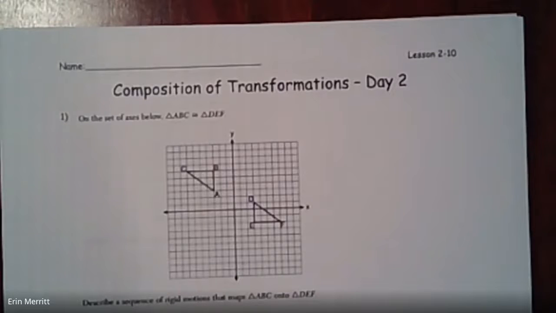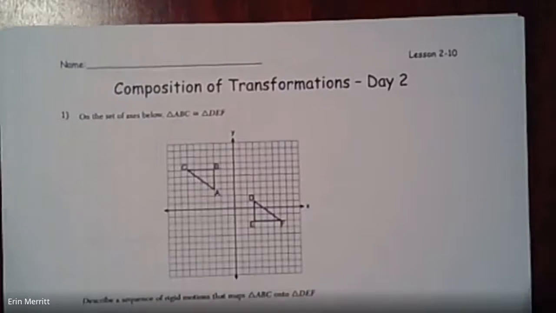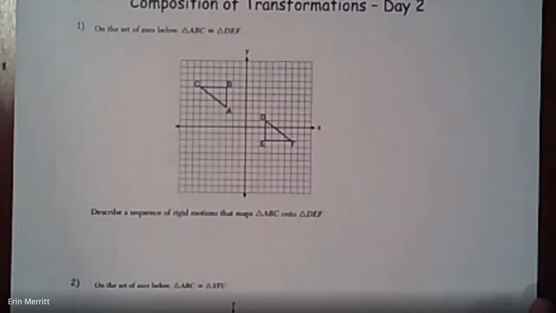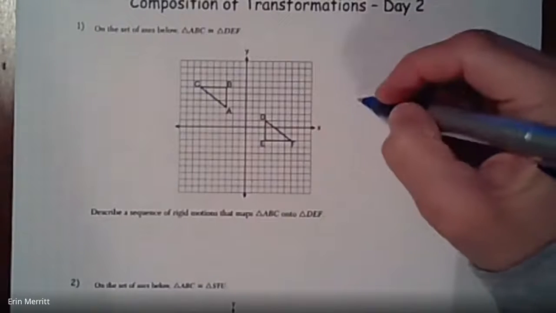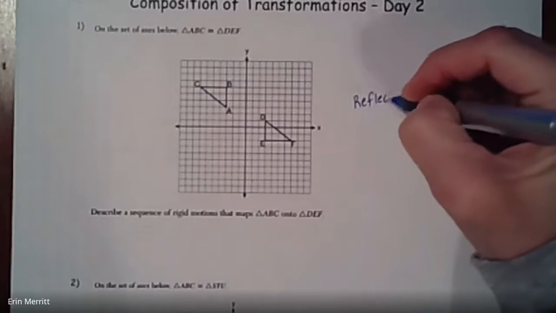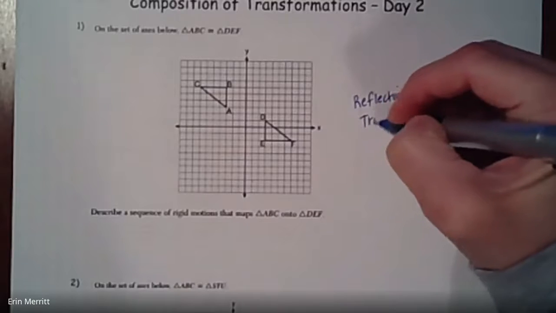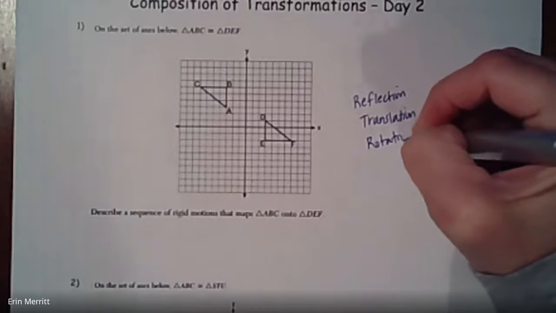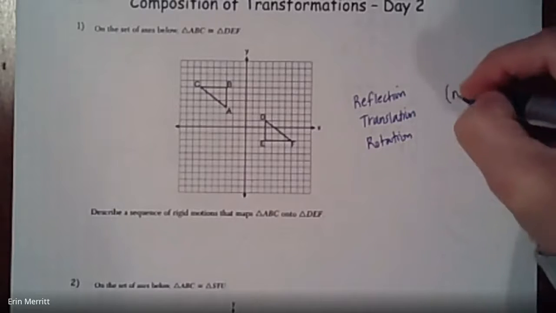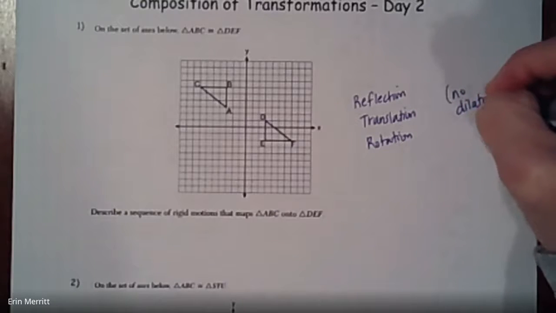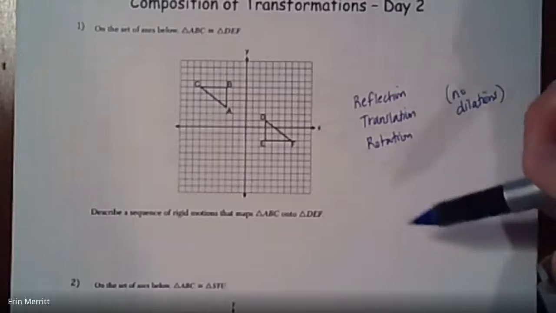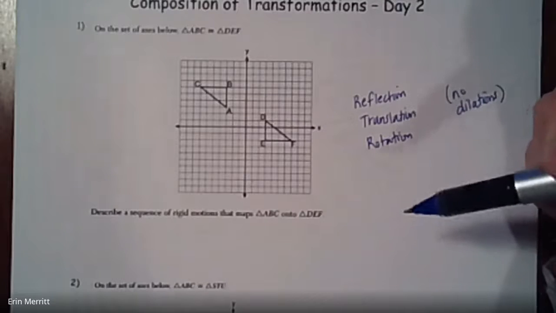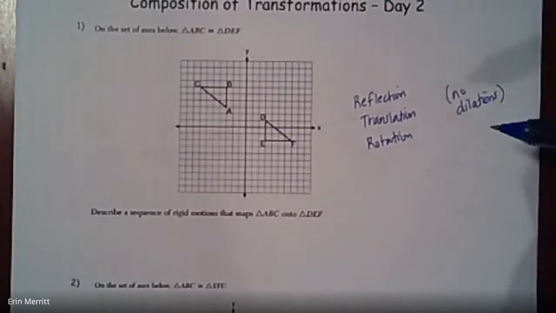describe a sequence of rigid motions that maps triangle ABC onto triangle DEF. Now, because it specifies rigid motions, that leaves dilations out, all right? So what's on board is it can be reflection, it can be a translation, and it can be a rotation, but no dilations. At least not for this first one here, all right? There are exceptions to that rule, just FYI.